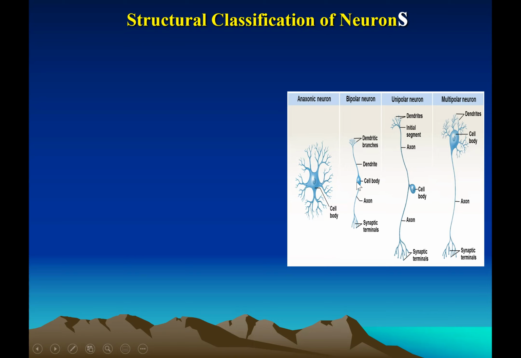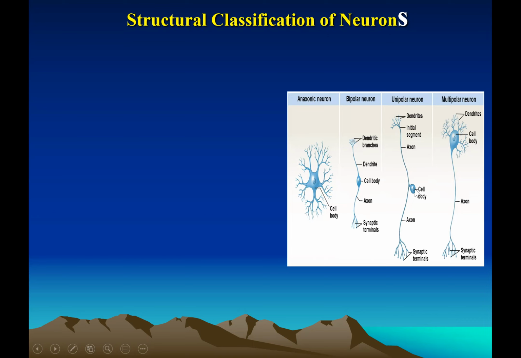Bipolar. Here, these neurons are also small, and here's the cell body. On one side, it has the dendrite, and it has the axon on the other side. This can be found also in your sense organs, like your eyes, your nose, olfactory.